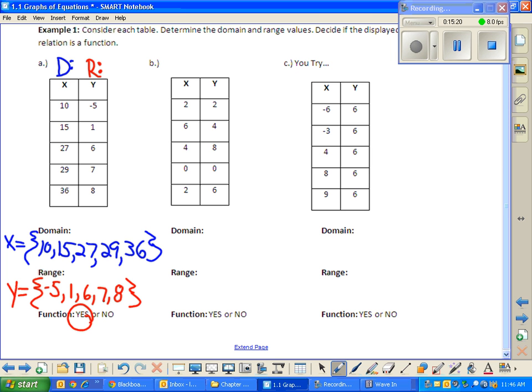It would pass. So if you're a person who can't remember the definition necessarily and just look at the table and decide if the x values repeat, you could always draw a picture. This would pass the vertical line test.